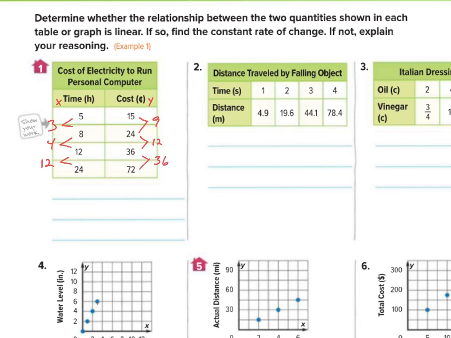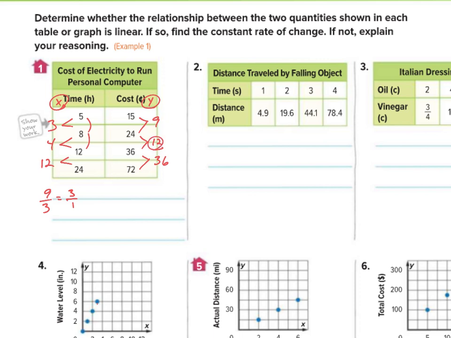Now, even though these increments aren't going up evenly at this point, I can still determine if the rate of change is constant by looking at the change from 15 to 24, which is 9, over the change from 5 to 8, which is 3. So I can write that as a ratio. Remember, change in y over change in x. So I've got 9 over 3, which equals 3 over 1 if I simplify it.